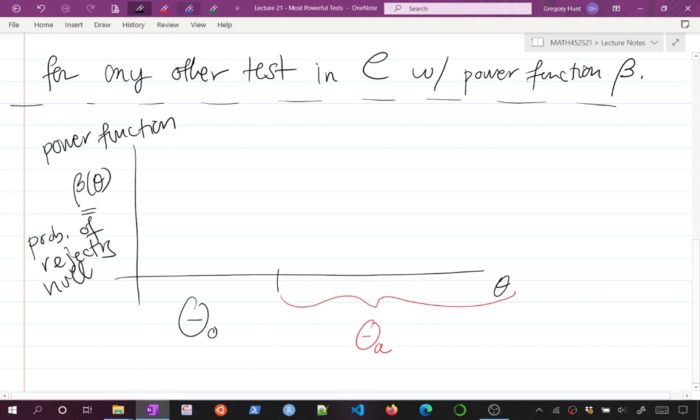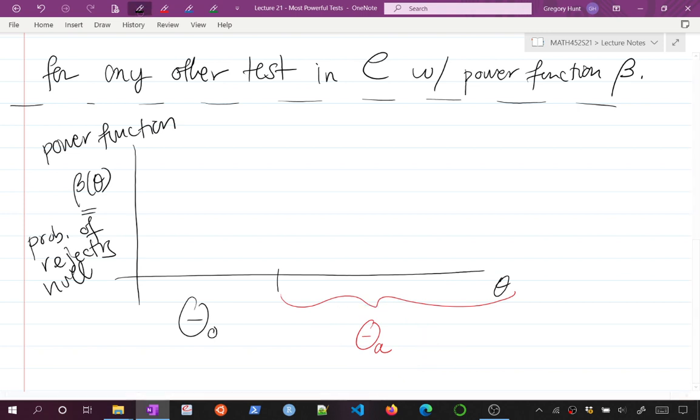So when I'm in my null here, obviously I want that to be low. If the null is true, I want the probability of rejecting to be small. So I want my power function to be small. If I'm in my alternative, I want that power function to be large. I want to have a powerful test where I have a high probability of rejecting in this case, because if I'm in the alternative, the null is false, I really should reject.